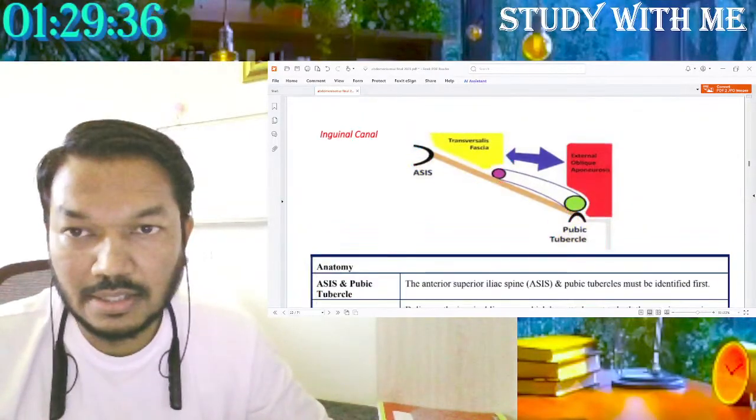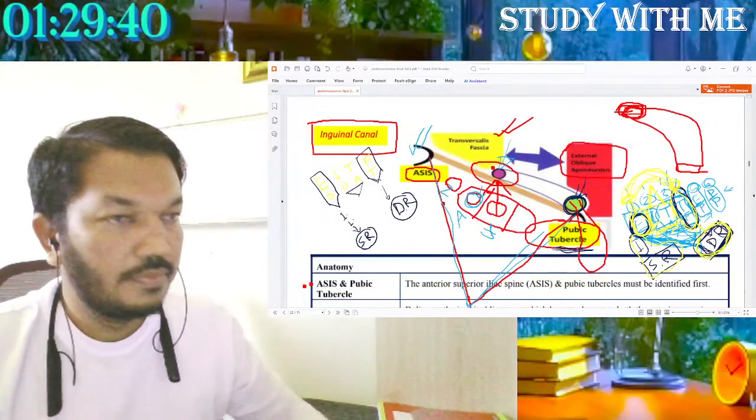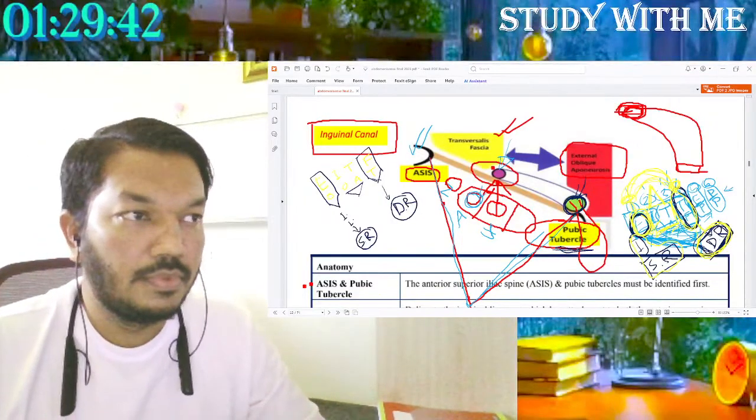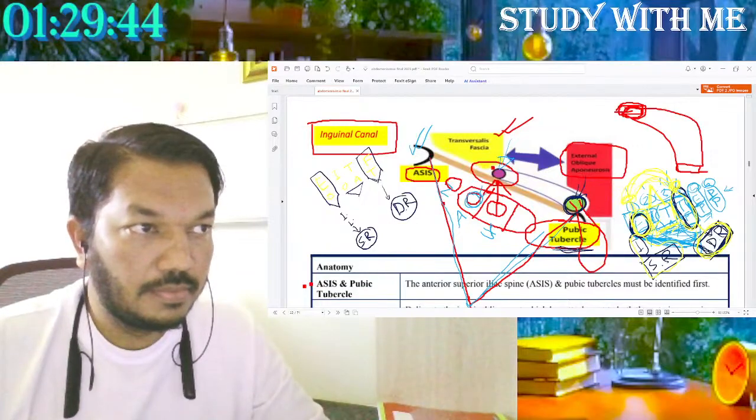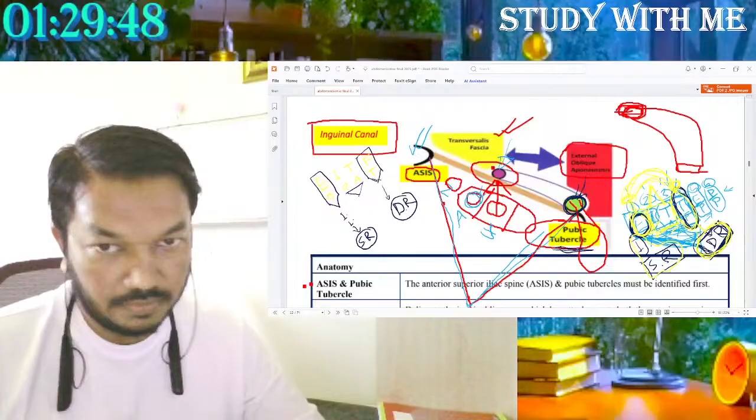Okay. Inguinal canal. You can see the timer on the screen. So it's paying actually. Every minute will be paid.